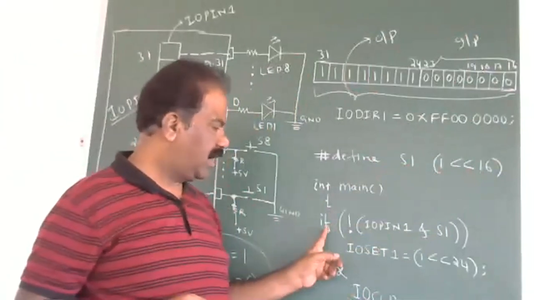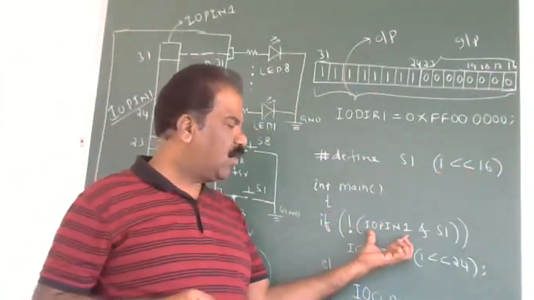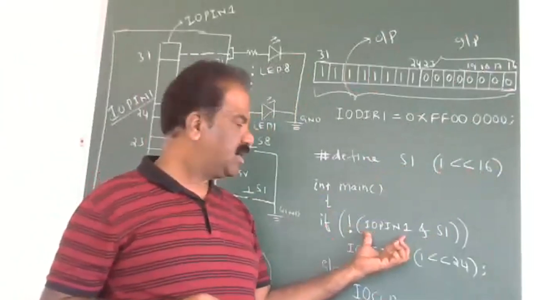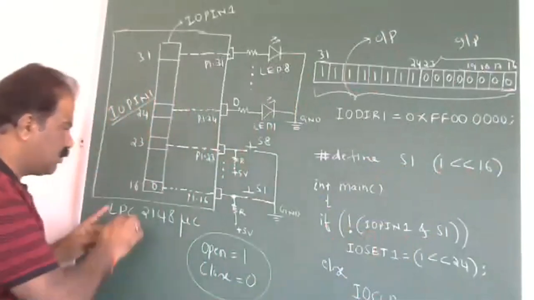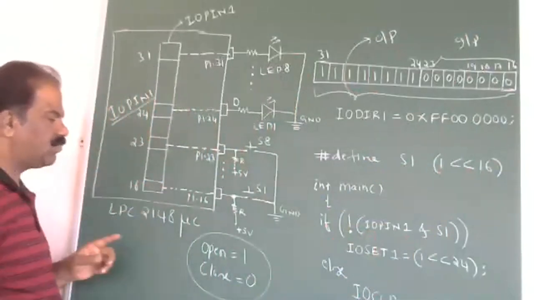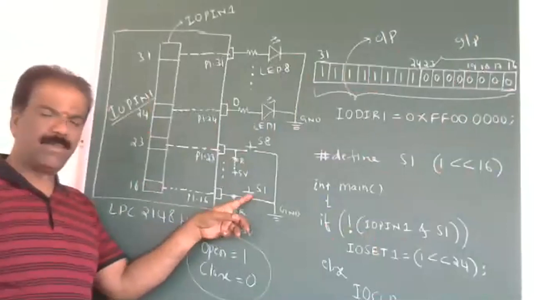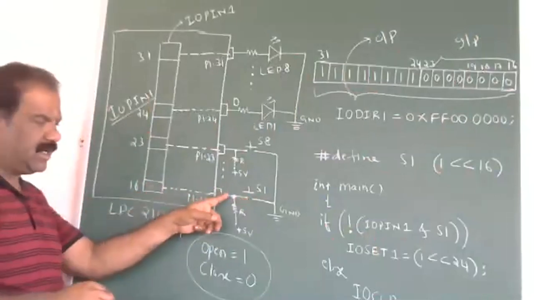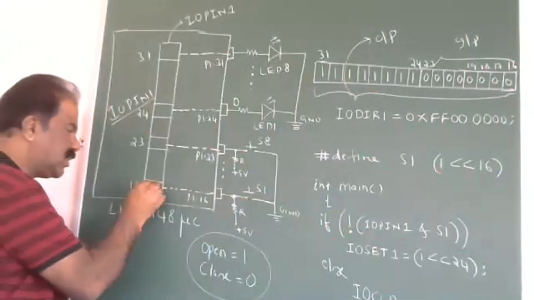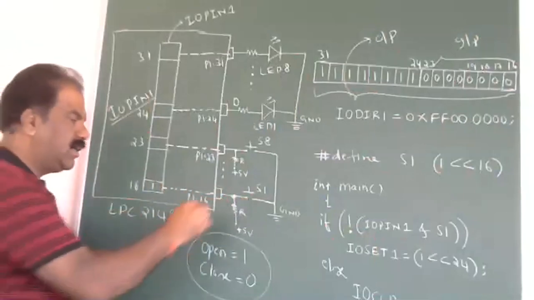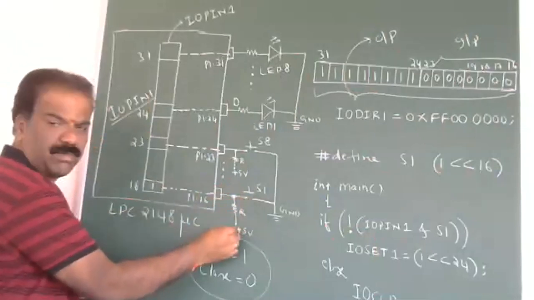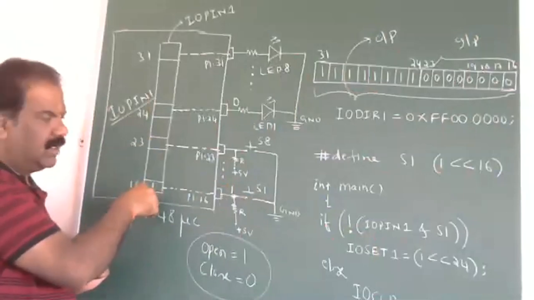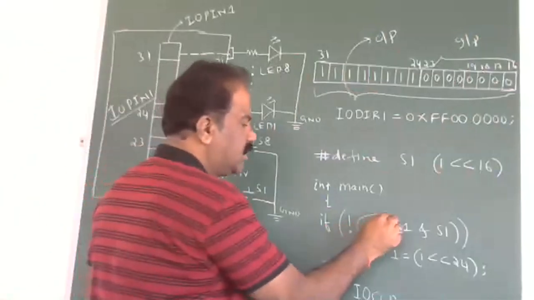Then in main if, first analyze this. IO pin 1. I'm going to concentrate on this particular pin. Assume it is open. By default it is open. What is the potential? See here it is high, and the same high comes here. Because it is open, this is connected to plus 5 volt, so it is 1. That 1 comes to the IO pin register. Therefore, we can replace this by 1.